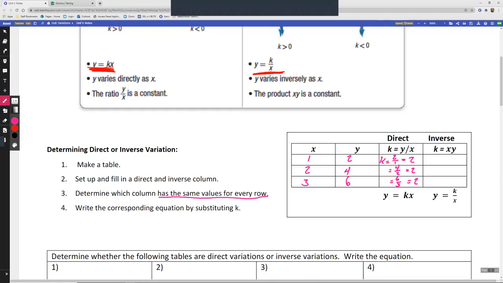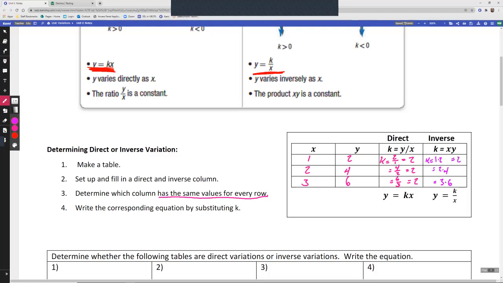Now, if we try to solve it with one of the formulas that doesn't work, so this one we can see that it's direct, and I'll explain that in just a minute. If we try to solve it with indirect, or with inverse, I'm sorry, then we'll see that it doesn't quite work out as nicely. So if we did K equals, and actually I'll do this one in a different color to showcase the difference between inverse and direct. All right, so K is equal to X times Y, which is going to be 1 times 2, and then 2 times 4 for the second one, and then 3 times 6 for the last one.